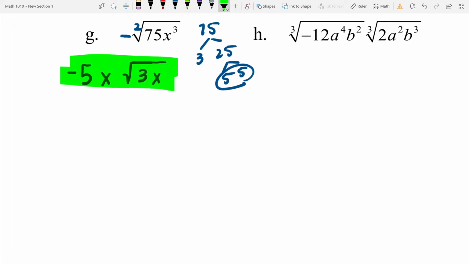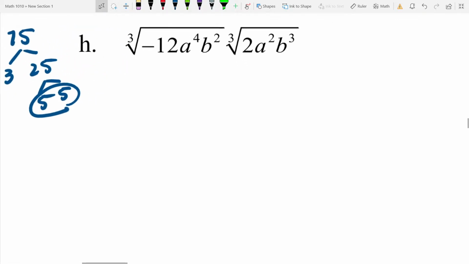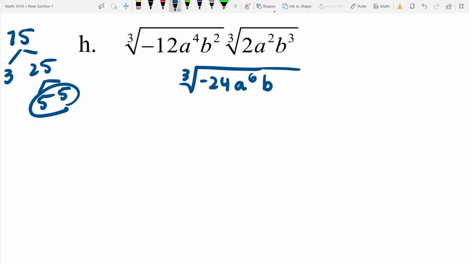Who says, I'm good with this? Let me see. Yay. Okay, so question H, there are multiple ways to do this. I'm just going to multiply those insides together, okay? So I'm going to make this the cube root of negative 12 times 2 is negative 24. The A is to the 4 times 2, which is a 6. The B is to the 3 plus 2, which is a 5.